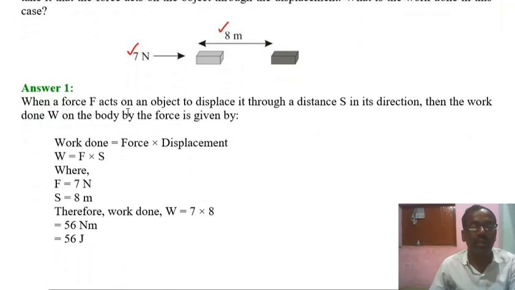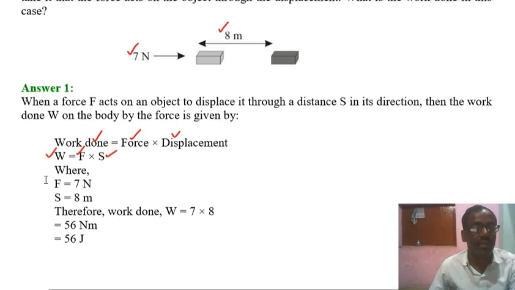When a force F acts on an object to displace it through a distance s in its direction, then the work done W on the body by the force is given by: work done equal to force into displacement. Work done is generally denoted by W, force is generally denoted by F, and displacement is generally denoted by S.